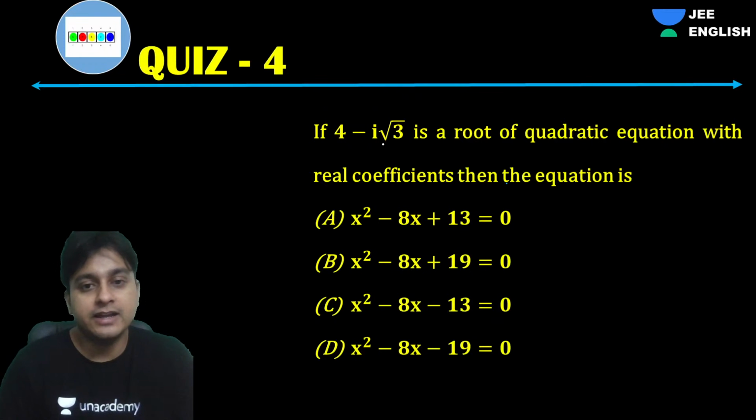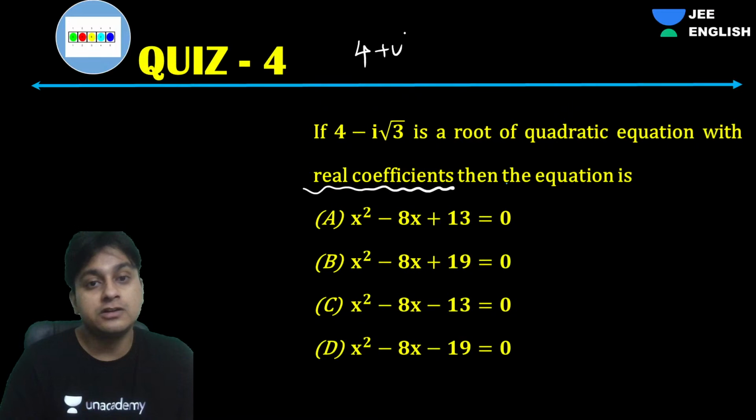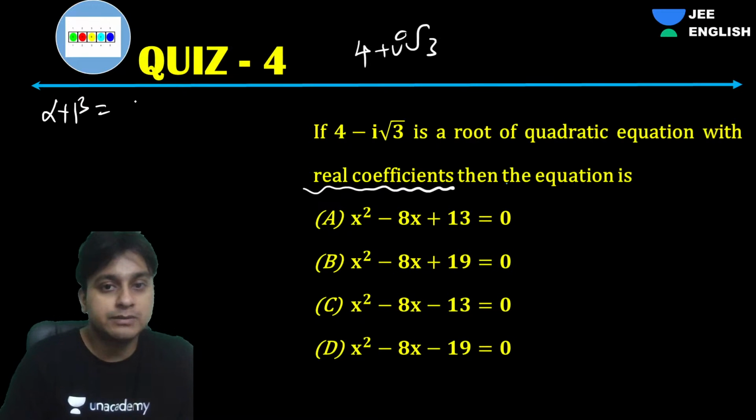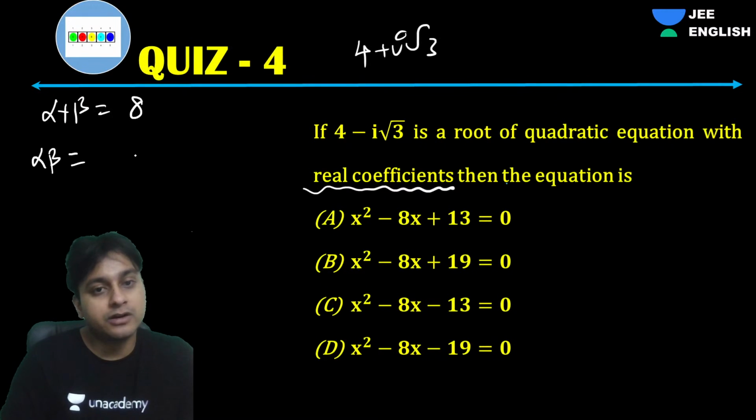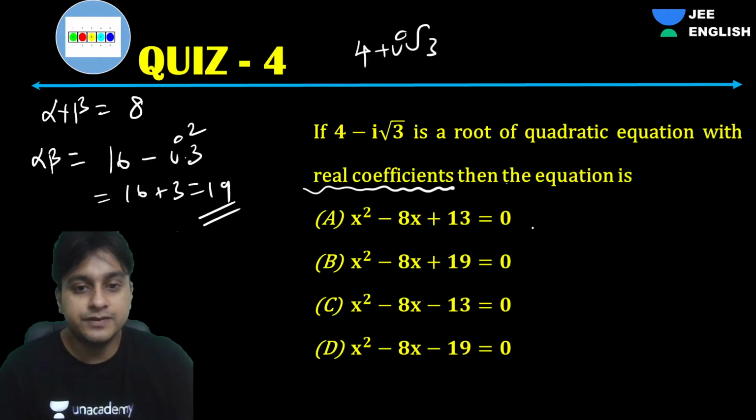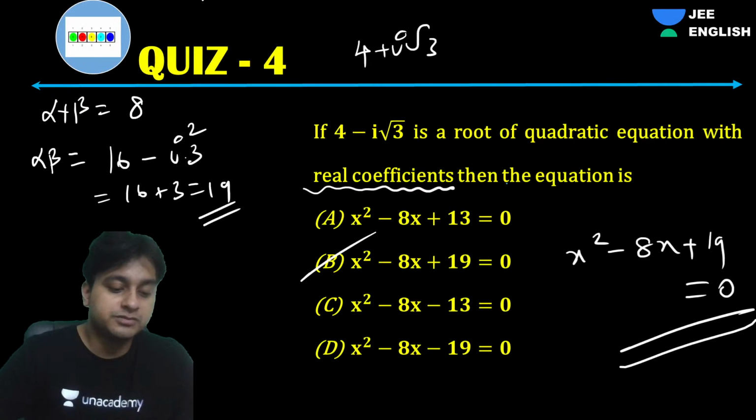So, guys, if 4 plus i root 3 is a root, then I told you guys they occur in conjugate pairs because real coefficients are there. So 4 minus i root 3 will also be the root. So alpha plus beta, the sum of the roots, will be 8. What will be alpha beta, the product of them? It will be 16 minus i square into 3, that is a square minus b square, minus plus will be 3, that will be 19. The equation will become x square minus (alpha plus beta) x plus alpha beta, that is x square minus 8x plus 19 equals 0. That B is the correct one.